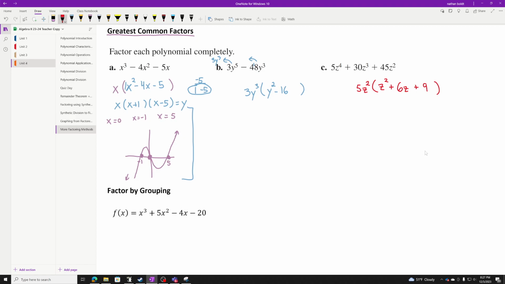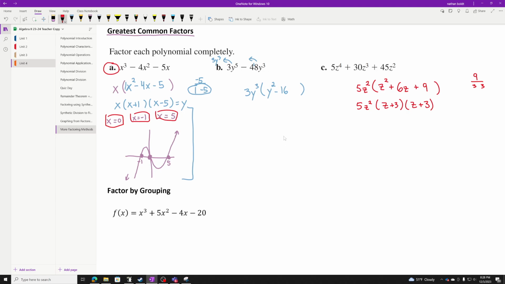Can we keep going with the factoring? I think we can. 3 and 3 add to be 6 and multiply to be 9. So that is 5z squared times z plus 3 times another z plus 3. And if you wanted to write that as 5z times z plus 3 squared, you certainly could. So that's the skill there. And sometimes, as in letter A, it helps us find x-intercepts, and it helps us graph.